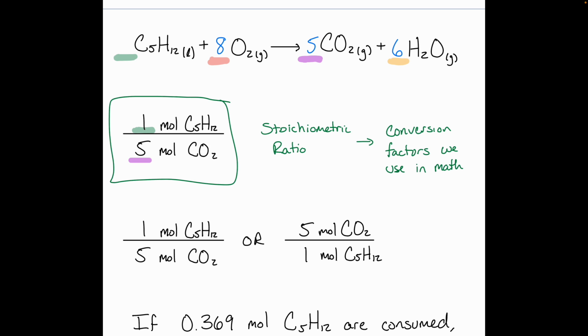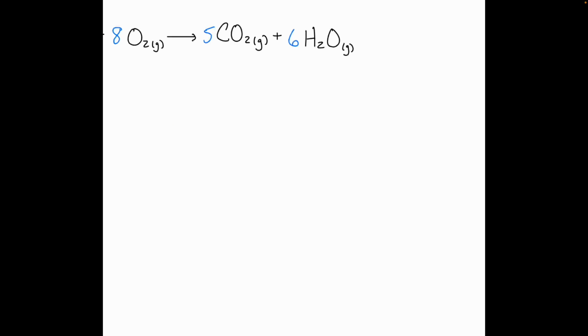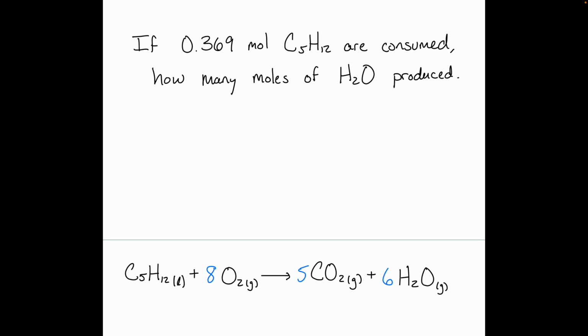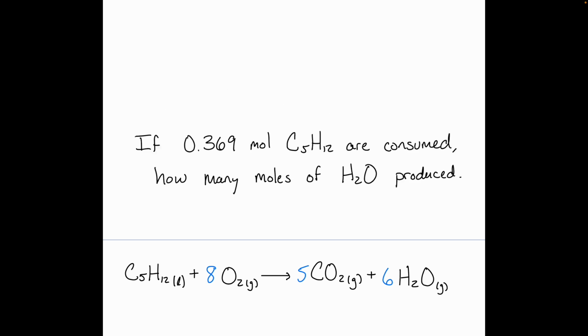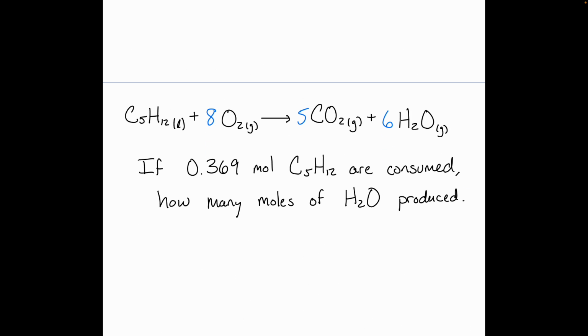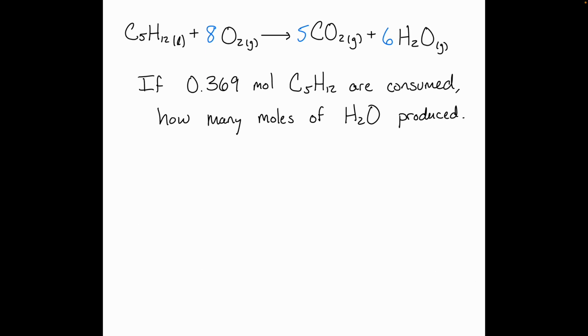All right, let me get rid of my markings here. Okay. So we have our balanced chemical equation. We have our problem here. Okay. Step one, we need to build those conversion factors. Again, we got a fancy name for it, stoichiometric ratio.